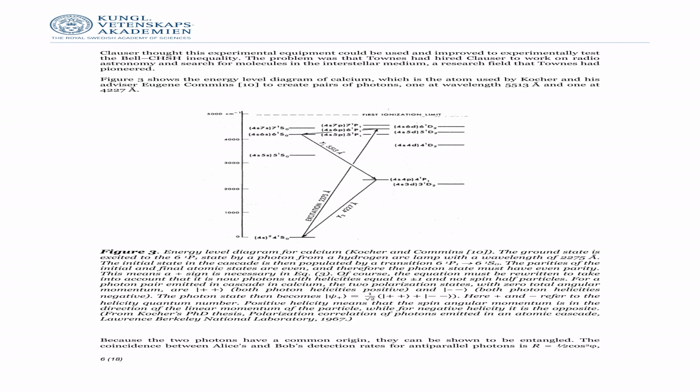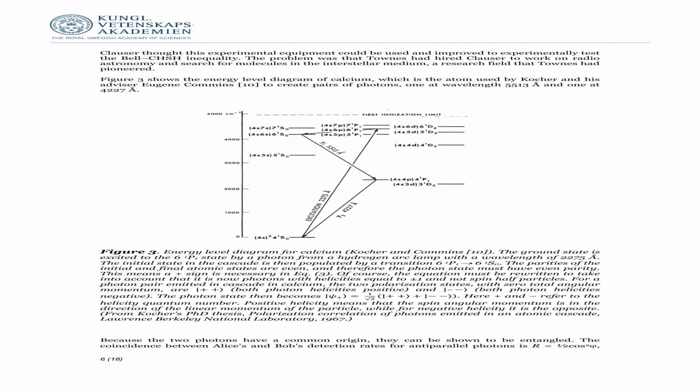The parities of the initial and final atomic states are even, and therefore the photon state must have even parity. This means a plus sign is necessary in equation 3. Of course, the equation must be rewritten to take into account that it is now photons with helicities equal to ±1 and not spin half particles. For a photon pair emitted in cascade in calcium, the two polarization states with zero total angular momentum are |++>, both photon helicities positive, and |-->, both photon helicities negative. The photon state then becomes phi plus equals 1 over square root 2 (|++> + |-->).